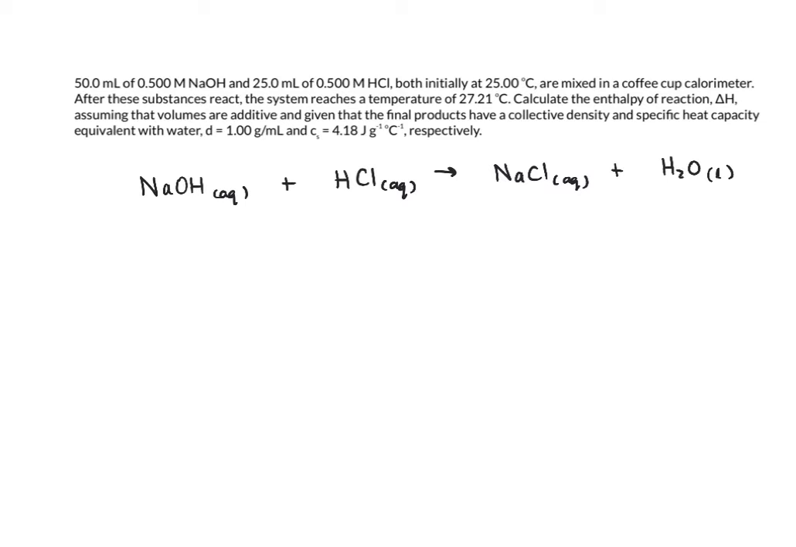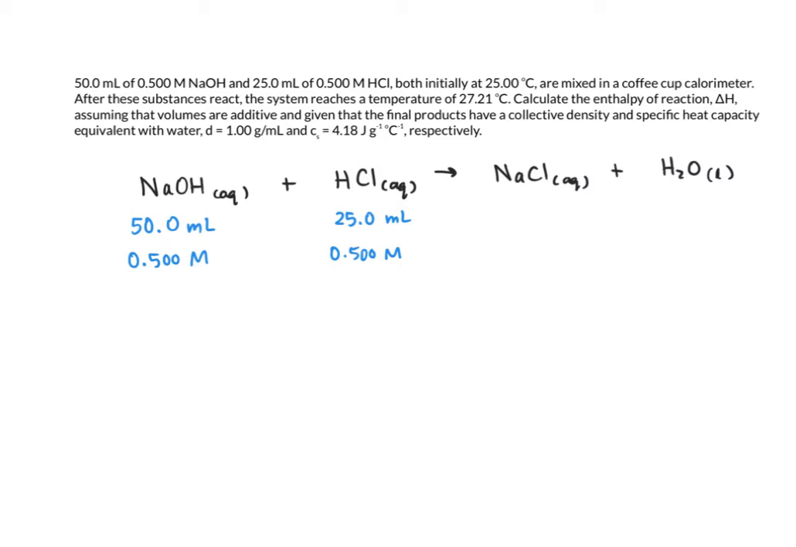The next thing that we'll do is recognize how much of each of our reactants we've begun this reaction with. We're told that we have 50 milliliters worth of a solution of sodium hydroxide whose molar concentration is 0.5 molar, and 25 milliliters of hydrochloric acid solution whose concentration is likewise 0.5 molar.